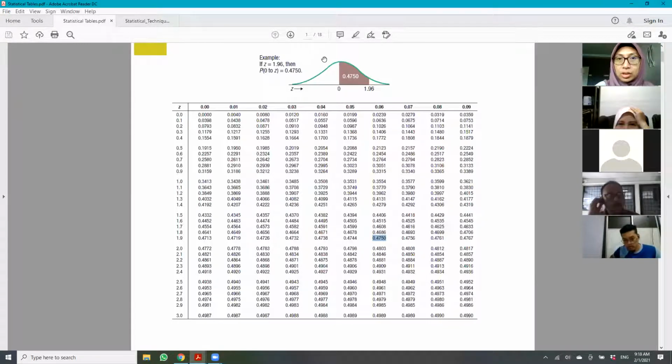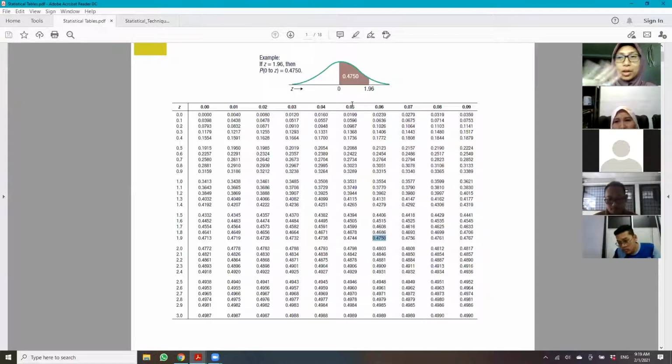Nampak sini? Tengok sini. So ni beza dia tau. What you write down here, nampak ni? You can see my mouse kan? What you write down here is your Z values. What you shade here is your probability, kebarangkalian. Faham? Some students are confused lagi.